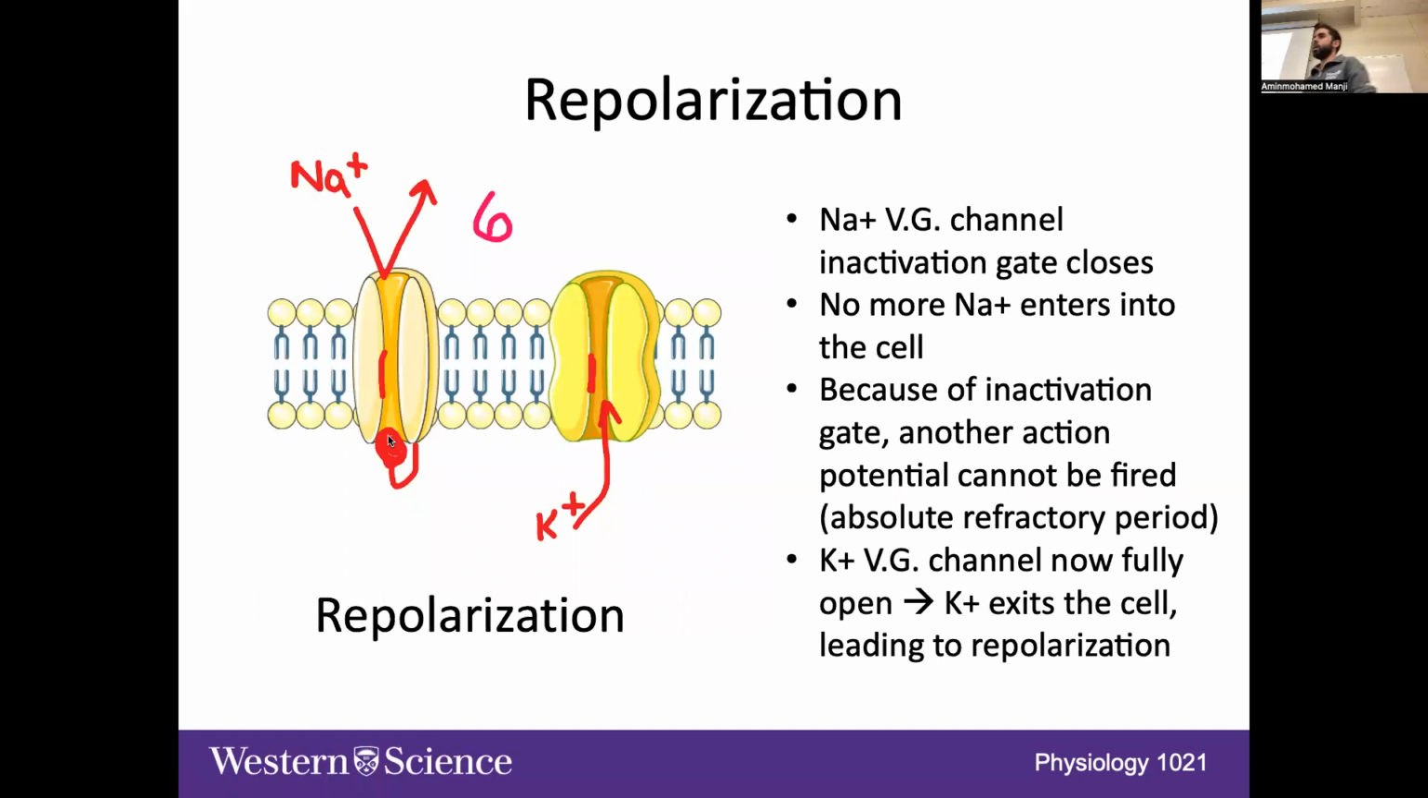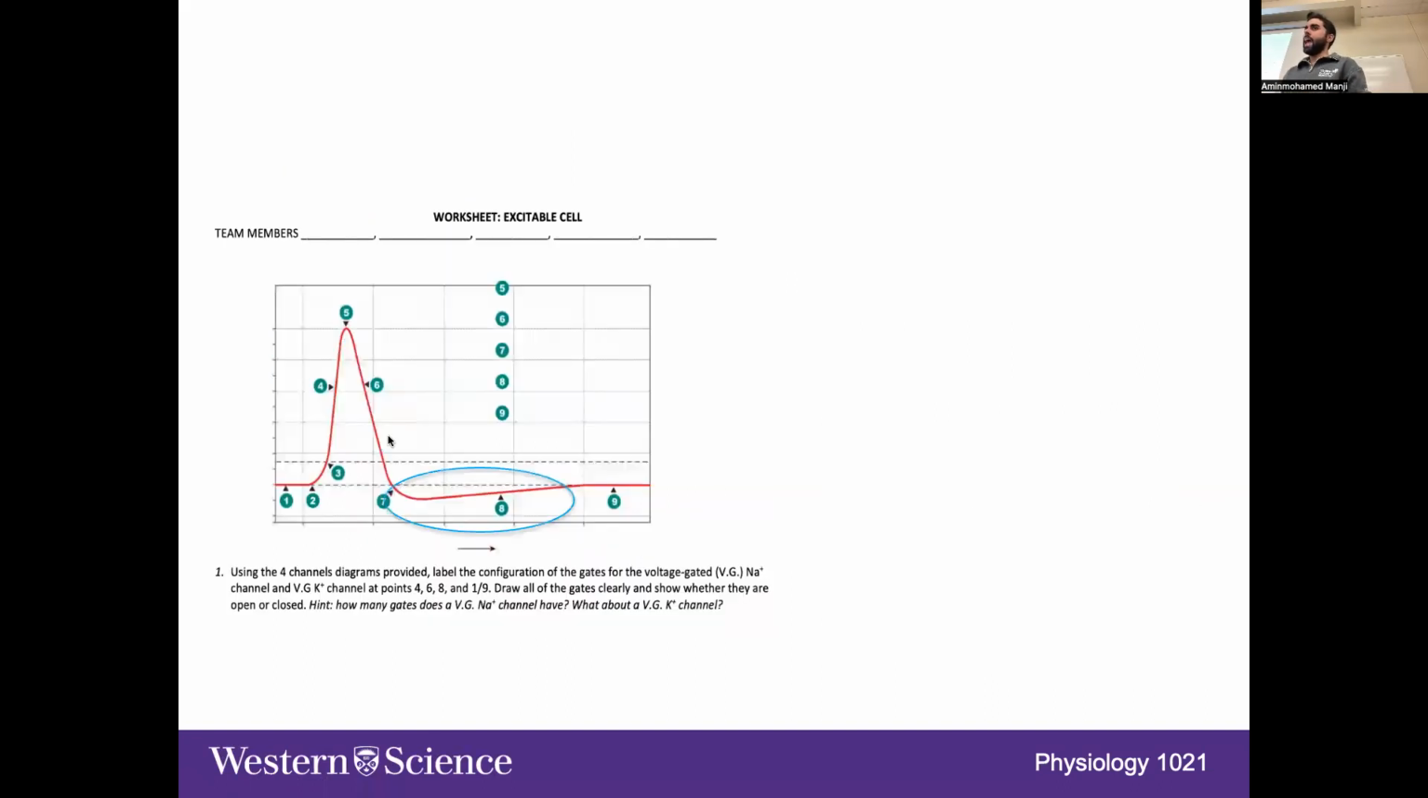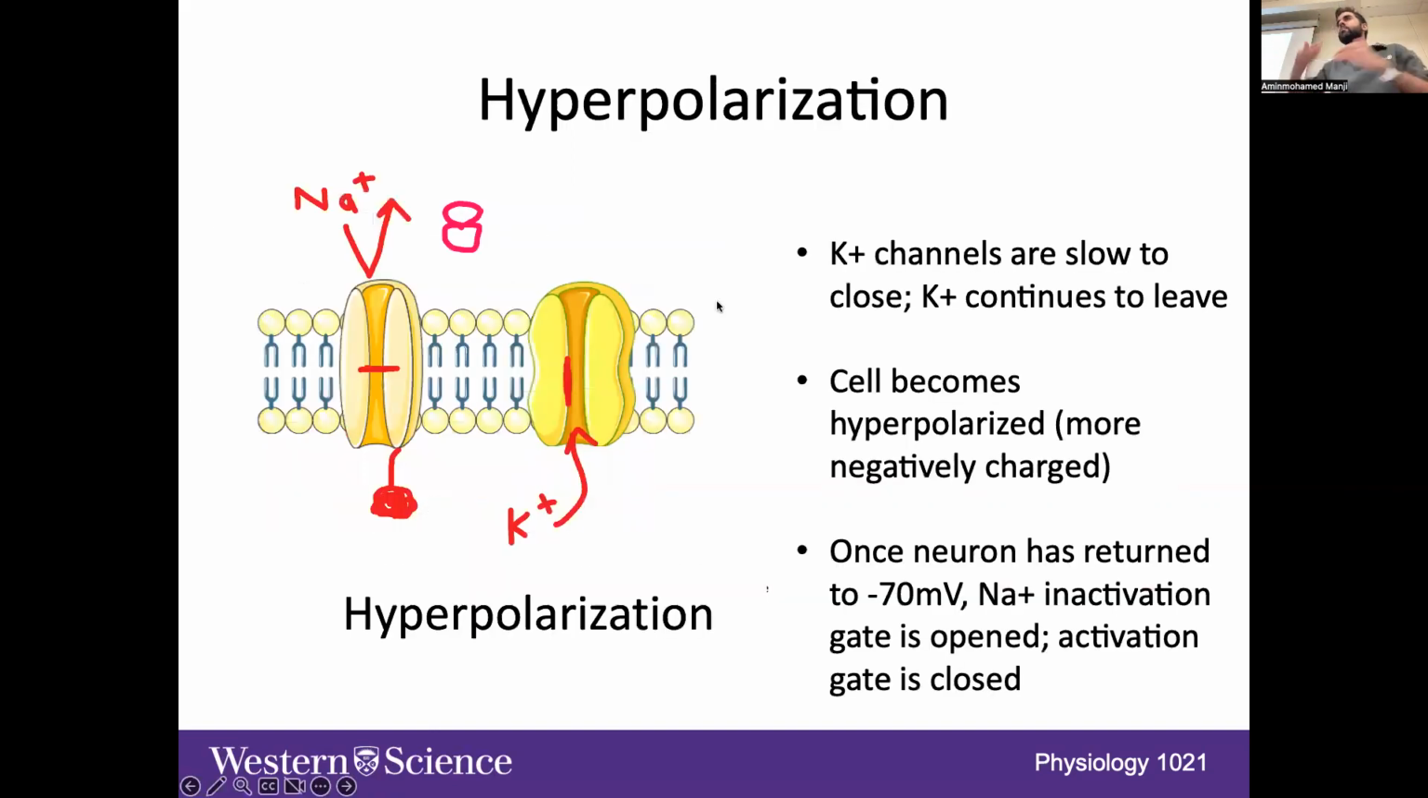Now, potassium was slow to open and it's slow to close, right? So once we've hit resting membrane potential again, that minus 70 millivolts, that potassium channel will want to close back up again, but it's slow to close. So the consequence is that the voltage actually dips below minus 70 millivolts. What do we call this stage of the action potential now? Hyperpolarization, right? Okay, so we're now even more polarized compared to resting membrane potential.